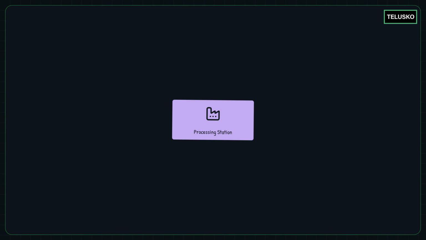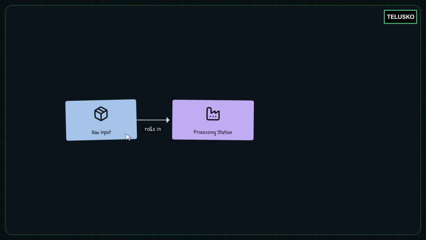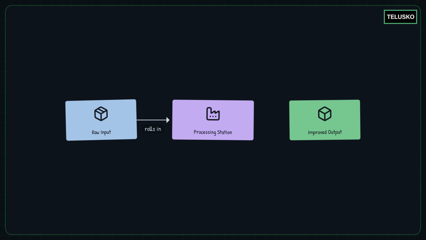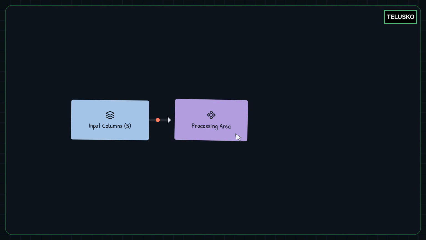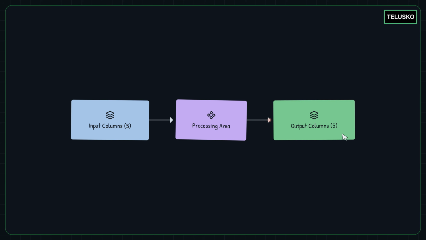Think of that unit as a factory station on an assembly line. Raw material rolls in on one side, gets processed, and an improved product rolls out on the other. In our model, that raw material is a column of numbers representing each token. The station takes those columns in and hands back better columns out. Notice what stays exactly the same. 5 tokens go in, 5 tokens come out. The shape never changes. If we peek inside that processing zone, you will find exactly 2 parts working together.